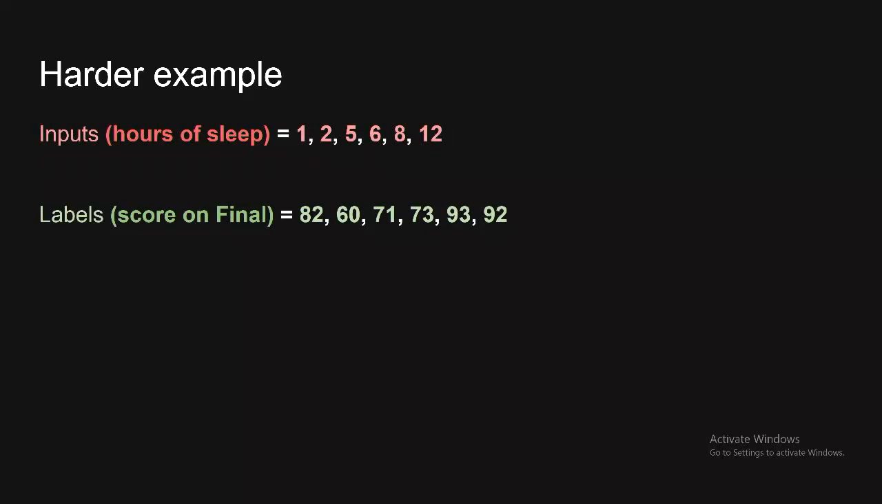So first up, we've had all of these one input, one output examples, but that's a very small class of problems that we have in the world. So I'm going to give you a little bit of a harder example. So this was our example before. We had the inputs, which were hours of sleep, and the labels, which were the scores on the final. But what if we introduce another input variable? Each student will now have a number of hours they slept and a number of hours they studied.